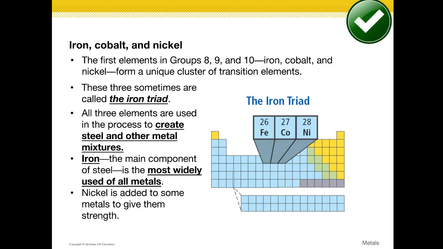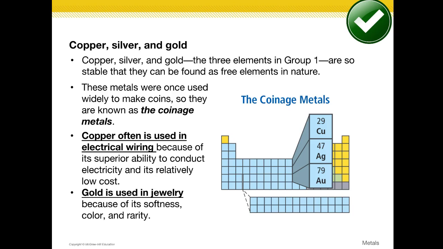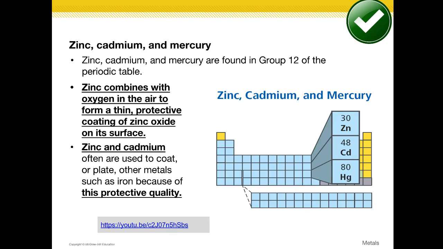We talked about the iron triad. These three metals, iron, cobalt, and nickel, are used to make steel alloys that are very strong. And iron out of these three is most widely used. We have the coinage metals, which are copper, silver, and gold. These have been used to make coins throughout history. Copper is also used in electrical wiring, and gold is used to make jewelry. Zinc, cadmium, and mercury: it's interesting to think about zinc and cadmium. They use these to coat other metals like steel to protect it from rusting.